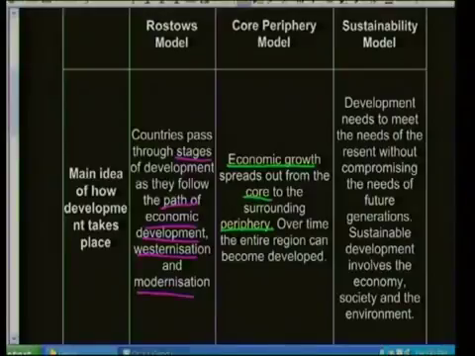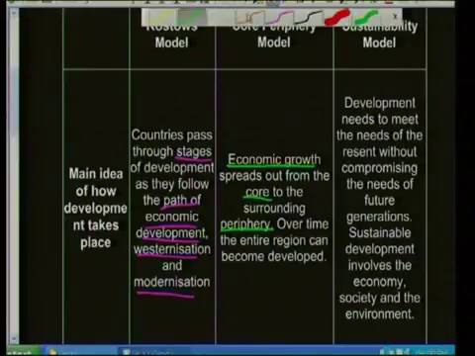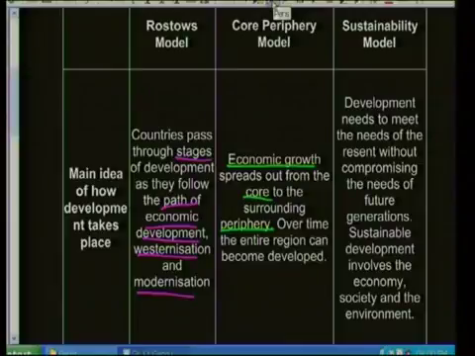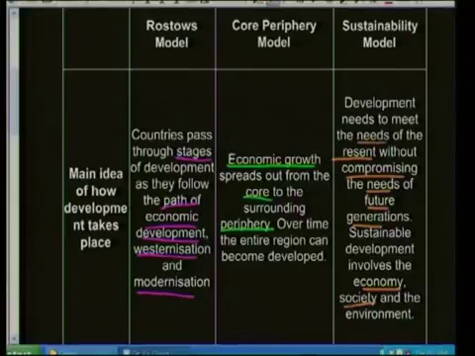Okay. Our sustainability model is a bit longer. It says development needs to meet the needs of the present without compromising the needs of future generations. And that's pretty much the definition of sustainable development. Okay, it involves the economy, the society, and the environment. So that's its key feature there, that it takes all those different aspects into account.